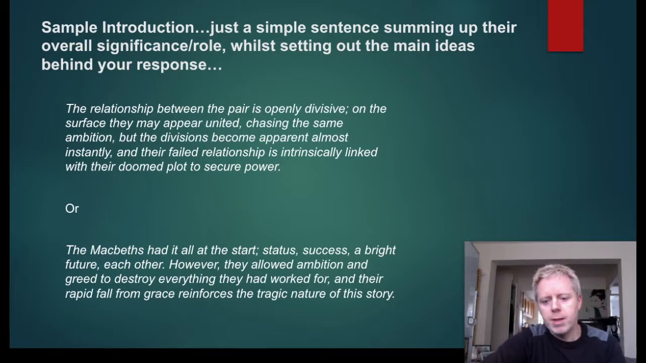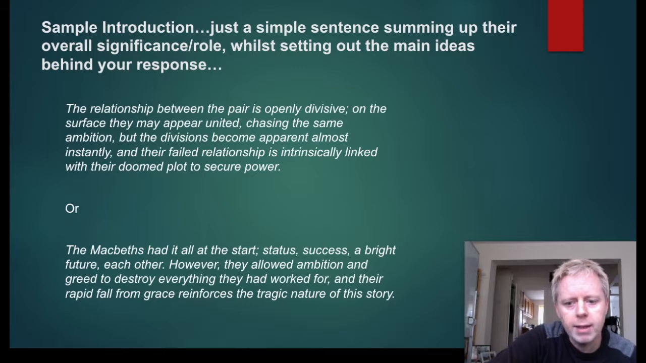Now, a recent session I did with the examiner's feedback with AQA, they reinforced the notion of writing a little introduction, just a simple sentence or 2 short sentences where you set out the main ideas behind your response. So to this question, I've written down a couple of possibilities. Remember, the question is about the relationship between Lady Macbeth and Macbeth.